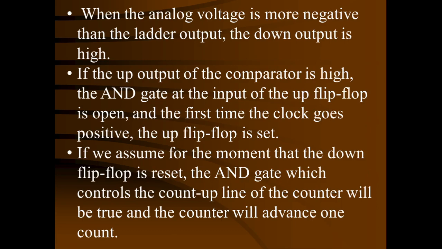When the analog voltage is more negative than the ladder output, the down output line of the comparator is going to be high.